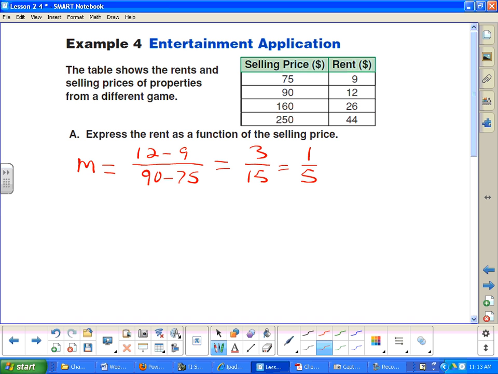Okay. So then we need to find the equation of the line, and we'll use that point slope formula. So I'm just going to use the first point. So y minus 9 equals 1/5 times x minus 75. Okay. And once again, it doesn't matter which one you use.